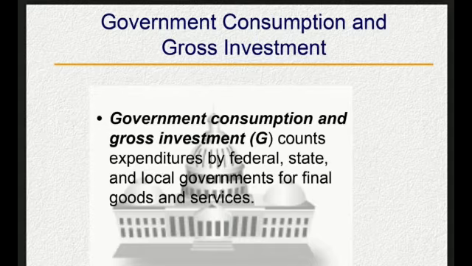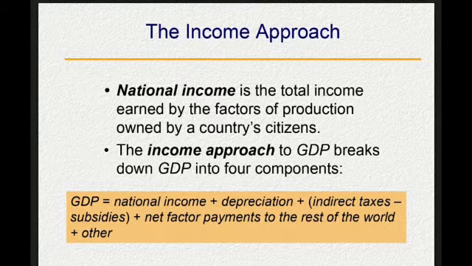Next we are going to the income approach. As per the income approach, national income is the total income earned by the factors of production owned by a country's citizens. The income approach to GDP breaks down the GDP into four components. GDP equals national income plus depreciation plus net factor payments to the rest of the world plus others. So these are all about the calculation of GDP through two approaches, that is the expenditure approach and the income approach.